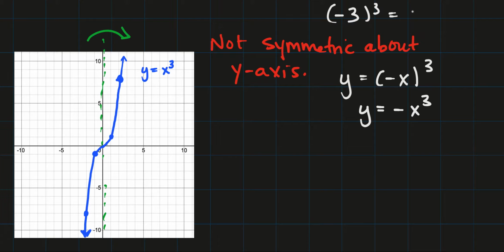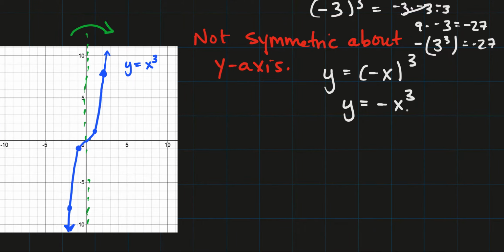This is going to be negative 3 times negative 3 times negative 3, which is 9 times negative 3, which is negative 27, which is the same thing as taking 3 and cubing it and multiplying it by a negative, which is what I have here. This one is saying I have the negative of the number and then I cube it. This one's saying I take a number, I cube it, and then multiply it by a negative. So here the negative did not disappear, so it's not symmetric about the y-axis.